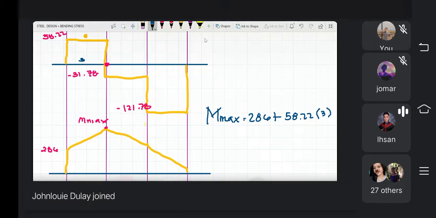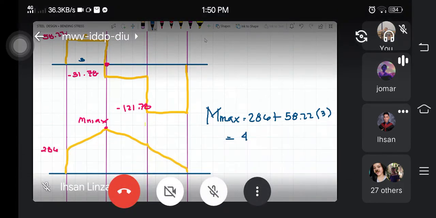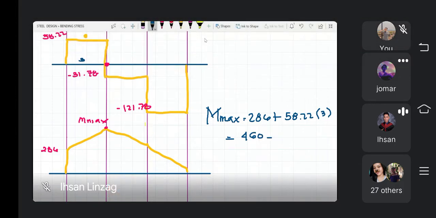So, what is our maximum moment, sir? 460.66 kilonewton-meter. So that is our answer. So ayan. Yan yung sagot natin for question number 1.